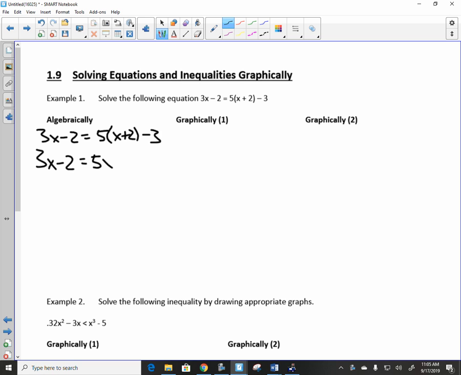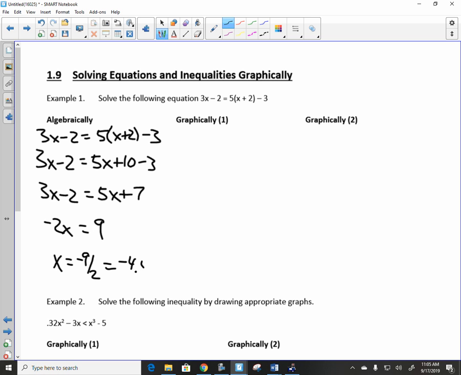Distributing the 5, combining like terms, isolating the x by subtracting the 5x, so we have negative 2x, and then adding the 2, so we have 9, and then dividing by the negative 2, so x is negative 9 halves, or negative 4.5.